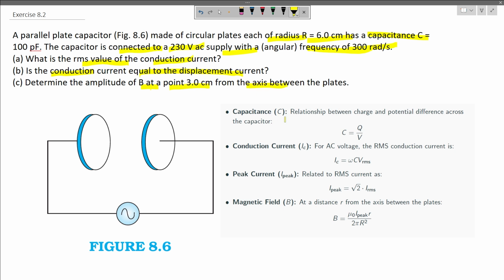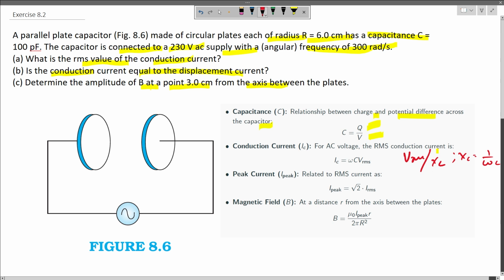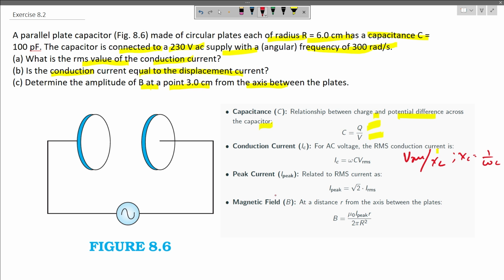Now we know that capacitance is a relationship between the charge and the potential difference across the capacitor, and it is given by C equals Q by V, where Q is the charge and V is the potential difference. For AC voltages, the RMS conduction current is I_C equals omega C V_RMS. It comes from V_RMS divided by the impedance X_C, and we know that X_C for the capacitor is 1 by omega C. So we will get the conduction current as omega C V_RMS.